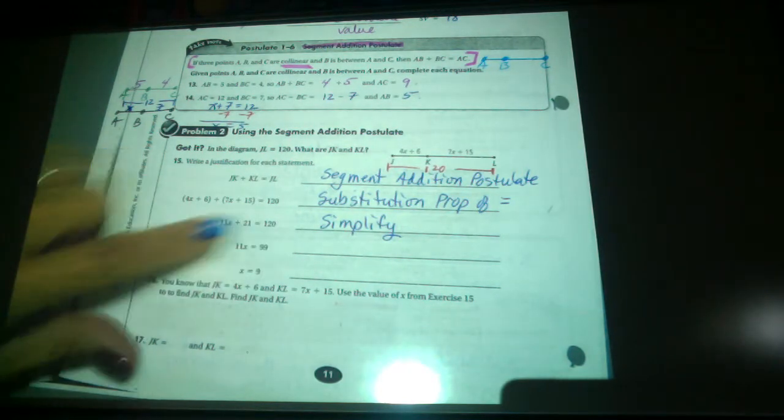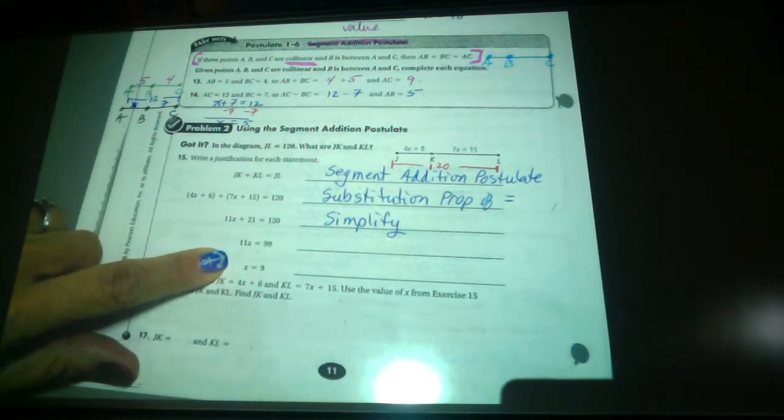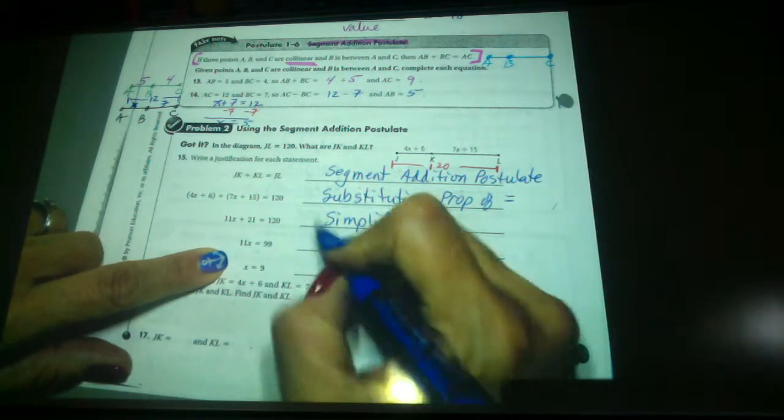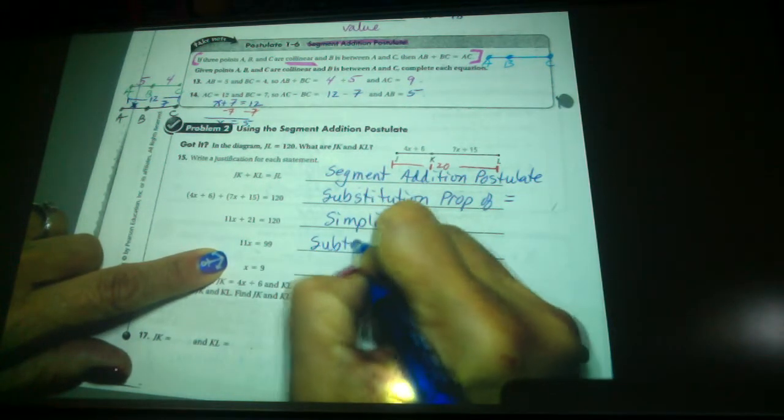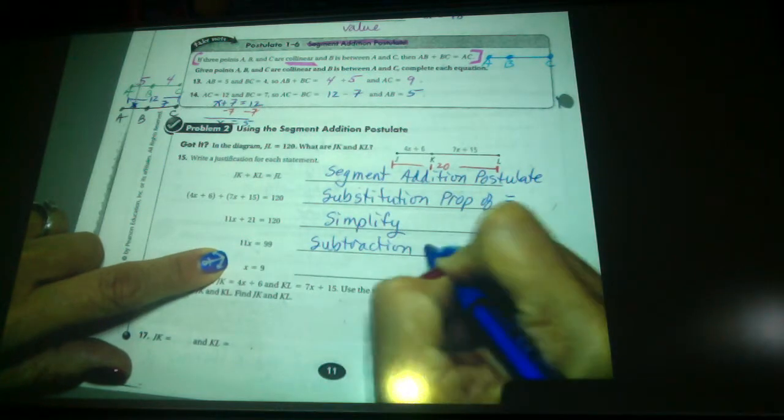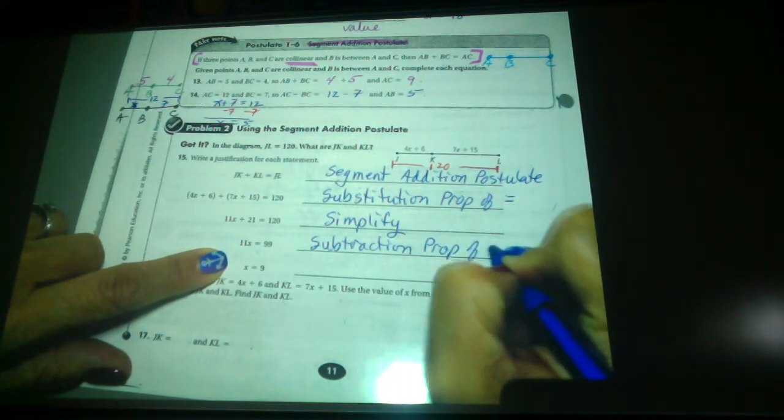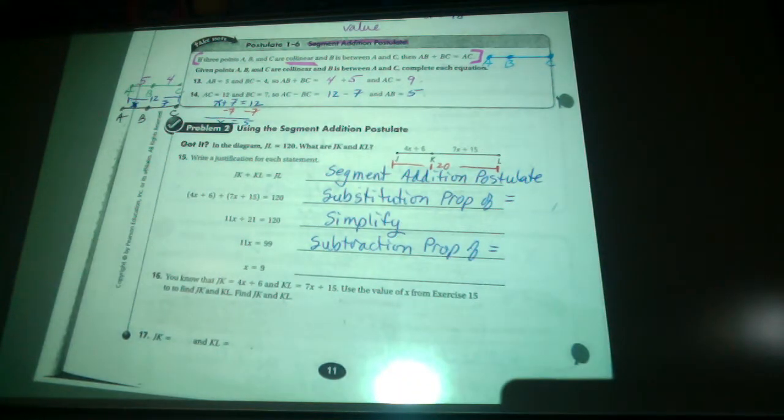What do they do to both sides to get from here to here? They subtracted 21. So you're going to call that the subtraction property of equality. Because what they did was they subtracted something from both sides. That's that property of equality. To maintain equality, they did something to both sides. You don't have to put subtract 21. Your book will say that, but that's stupid. I'm going to prepare you for your proper proofs.